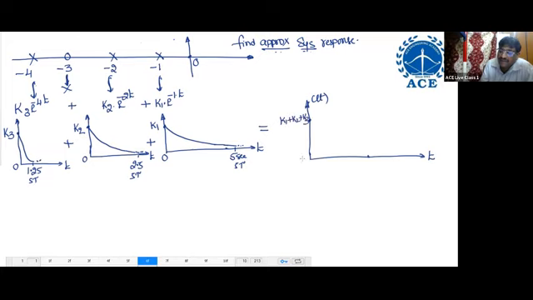Then what happened? It ends at what time? 5 tau, 5 seconds. It ends at 5 seconds only, which is decided by the dominant pole, which decides at what time it reached the steady state. That is 5 seconds. So what is the approximate response? Exponential decay.